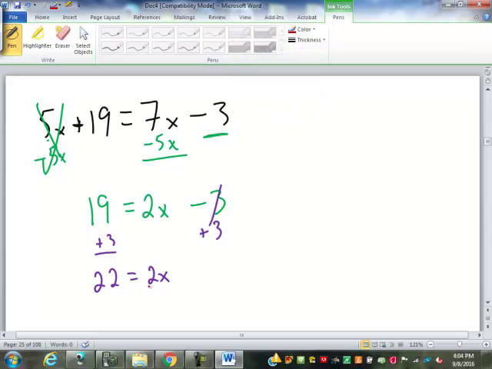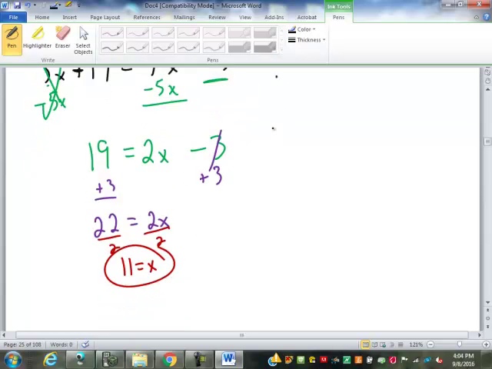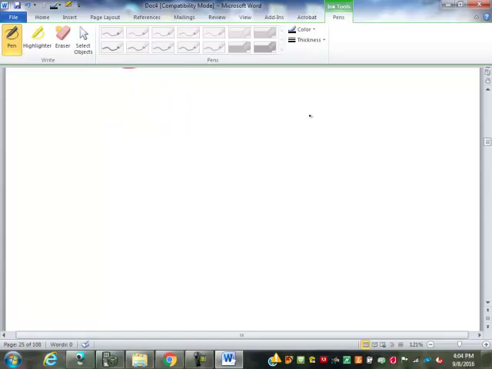And then divide by 2. 11 equals x. How many of you had 11 equals x? Good. Cruising right along. Okay, so we can solve these equations, and we can write these equations from a situation. So the next step is, let's combine those skills.